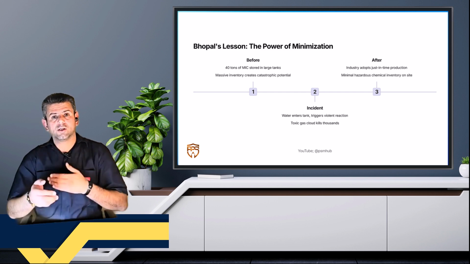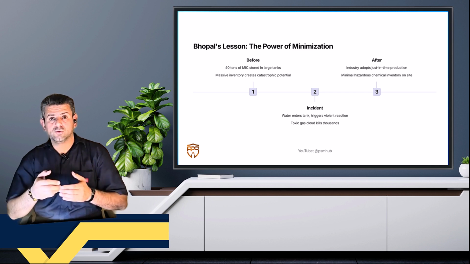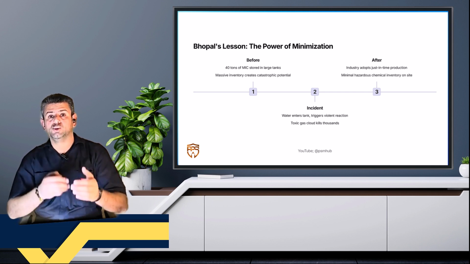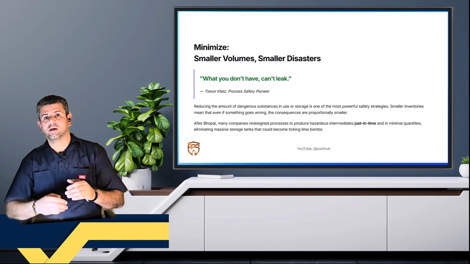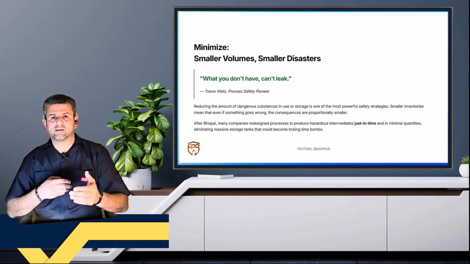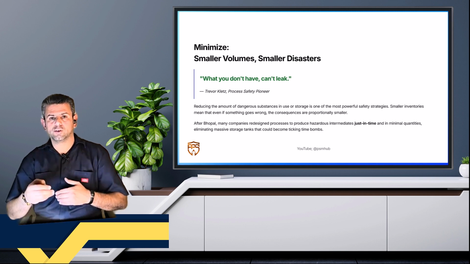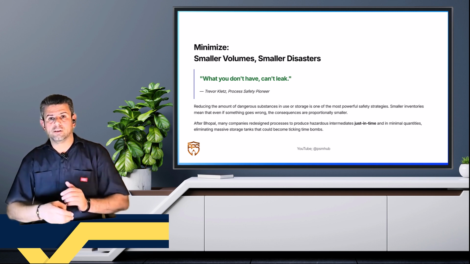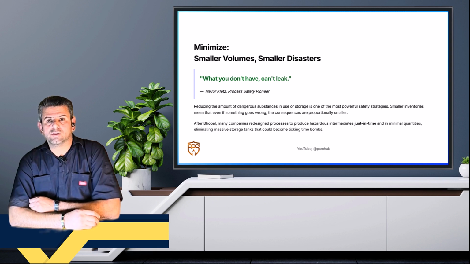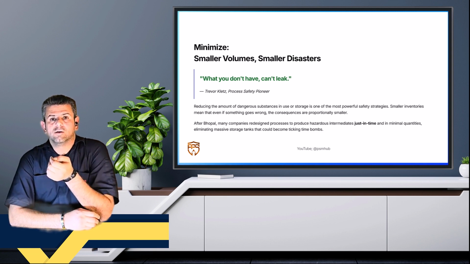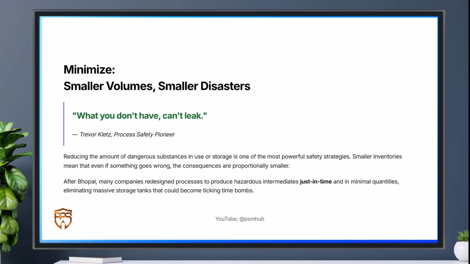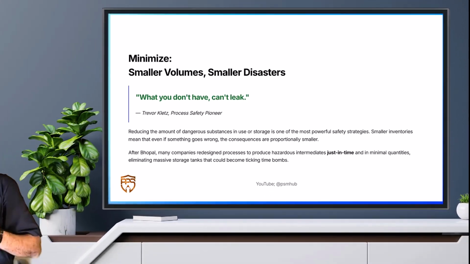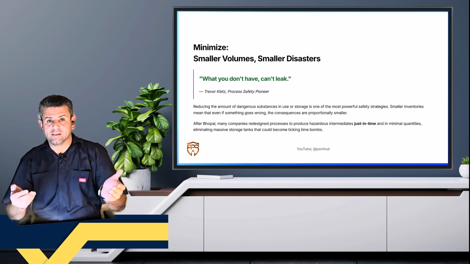They changed their processes to produce hazardous intermediates just in time and in smaller quantities, so that a runaway reaction could never release tens of tons of poison. So by minimizing the stored quantity of a dangerous chemical, the worst case scenario shrinks dramatically. As safety guru Trevor Kletz famously said, what you don't have can't leak.